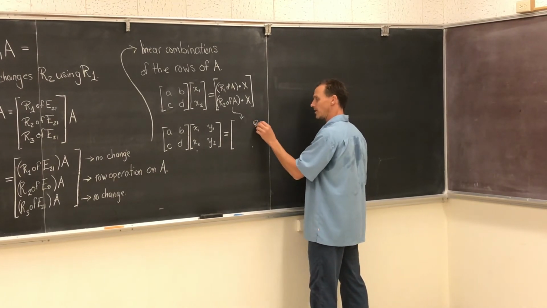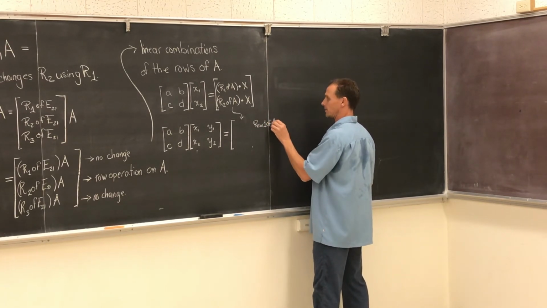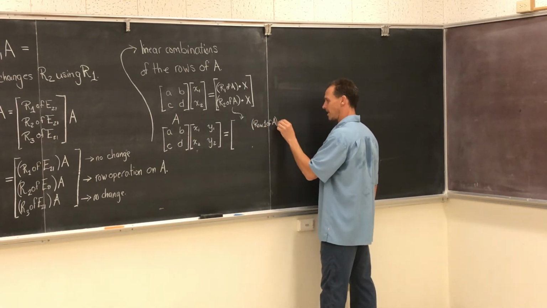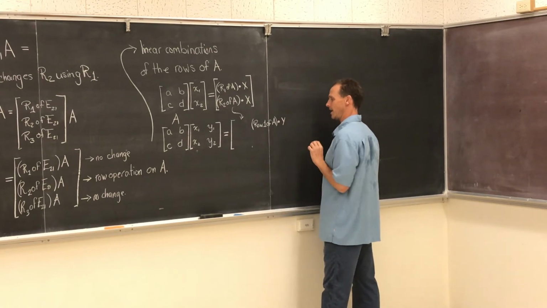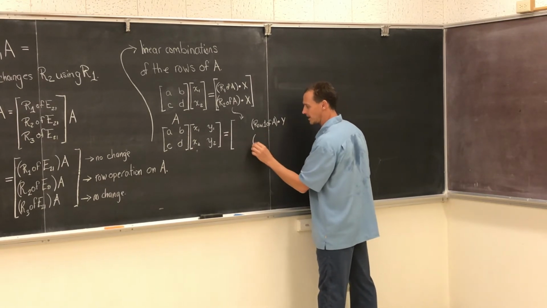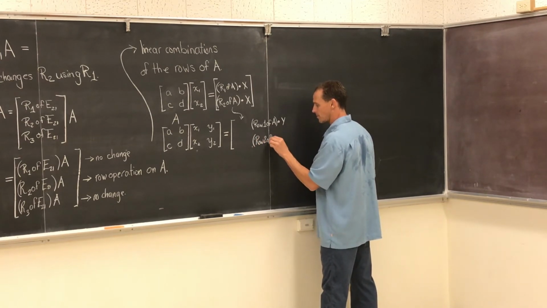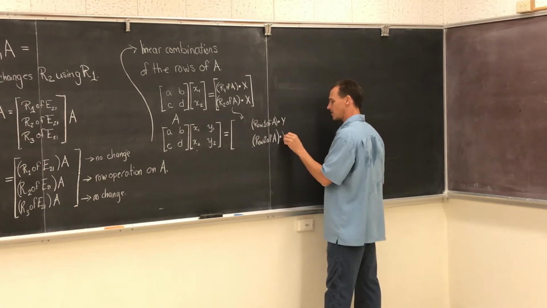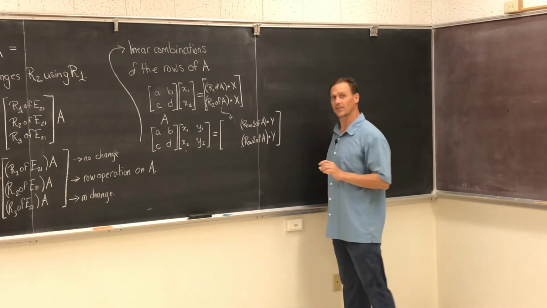So now it's row 1 of A. I guess I'm calling this A. Row 1 of A dotted with this. But what's this? This is the vector y. And then we apply it again. It's row 2 of A dotted with the vector y again. And so we have our next result.